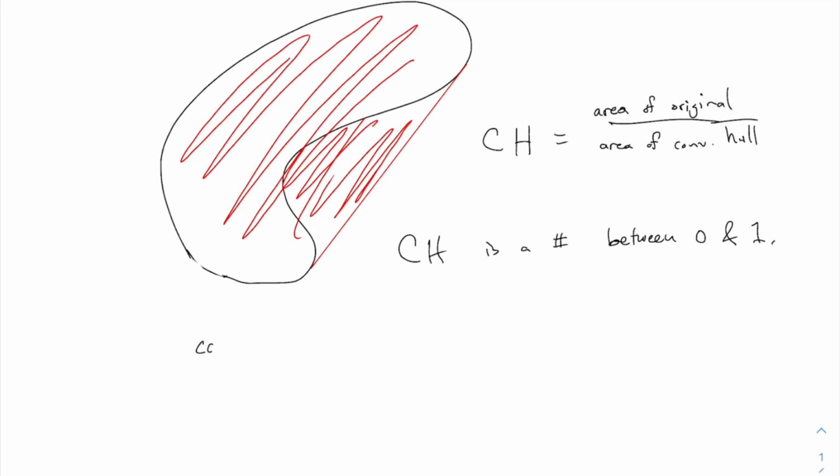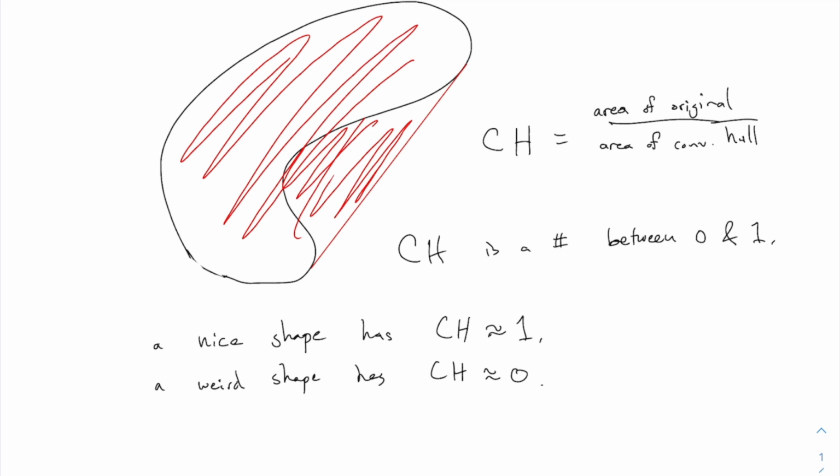But when it's close to 1, I'll say a nice looking shape has the convex hull ratio close to 1. That's because a nice looking shape is already convex or pretty close to being convex, whereas a weird sort of squiggly wormy shape has a convex hull ratio closer to 0. So a weird shape has the convex hull ratio close to 0. All right? And you can use this to measure exactly how weird the shape is. That's the point of this measurement.